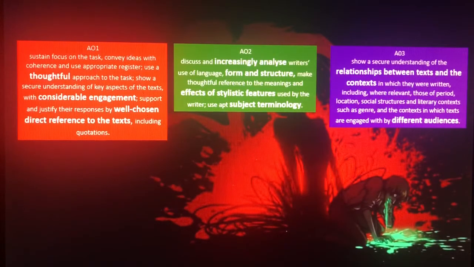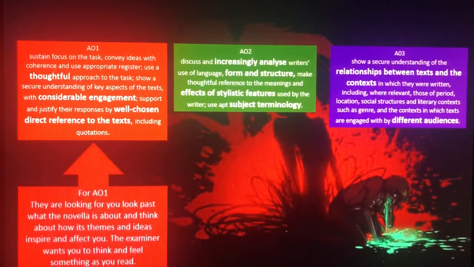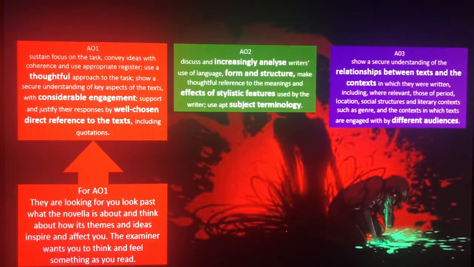Now, as you can see, I've put in bold the main things the exam board are looking for in each of the 3 areas. For AO1, they're looking for you to look past what the novella is about and think about how its themes and ideas inspire and affect you. The examiner wants you to think and feel something as you read it.